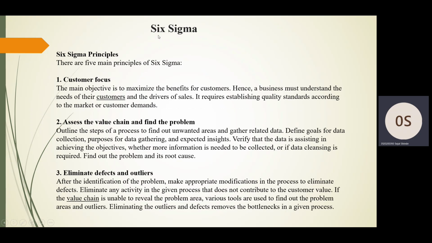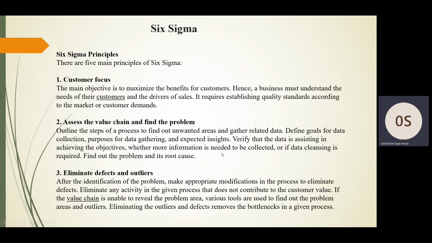The next model is Six Sigma. There are five main principles of the Six Sigma model. First is customer focus. The main objective is to maximize the benefits for customers. Hence, a business must understand the needs of their customers and the drivers of sales. It requires establishing quality standards according to the market or customer demands.